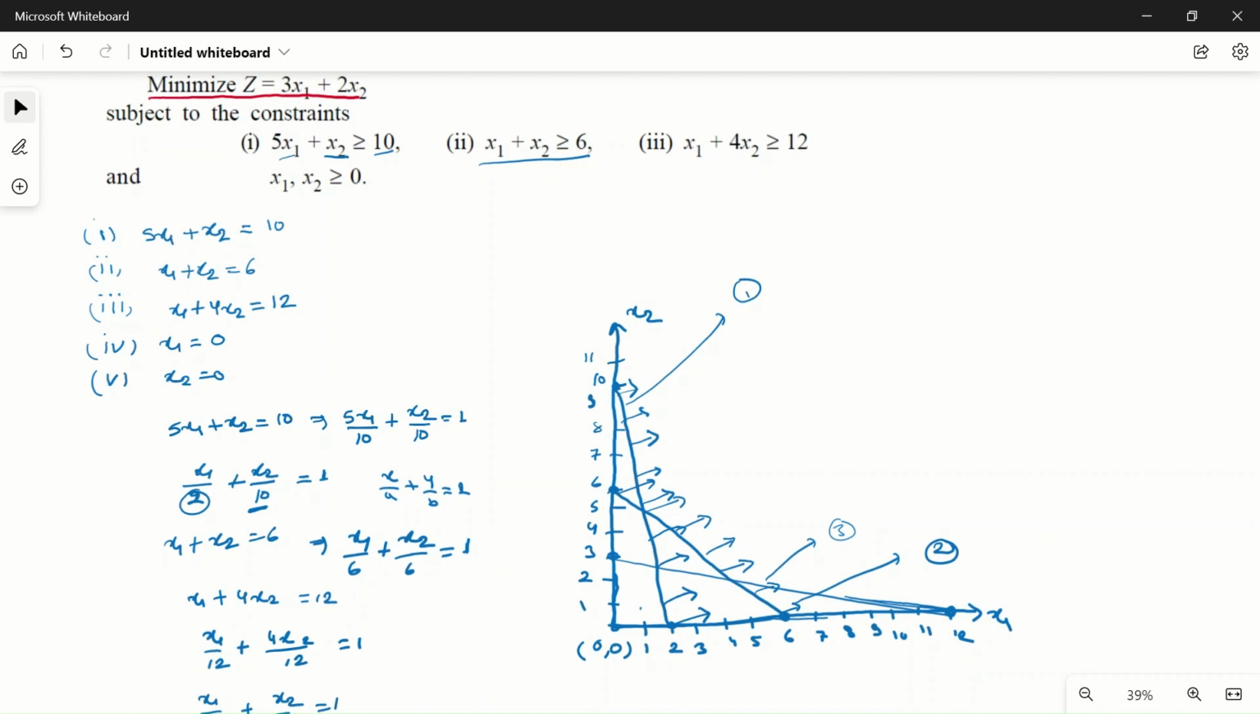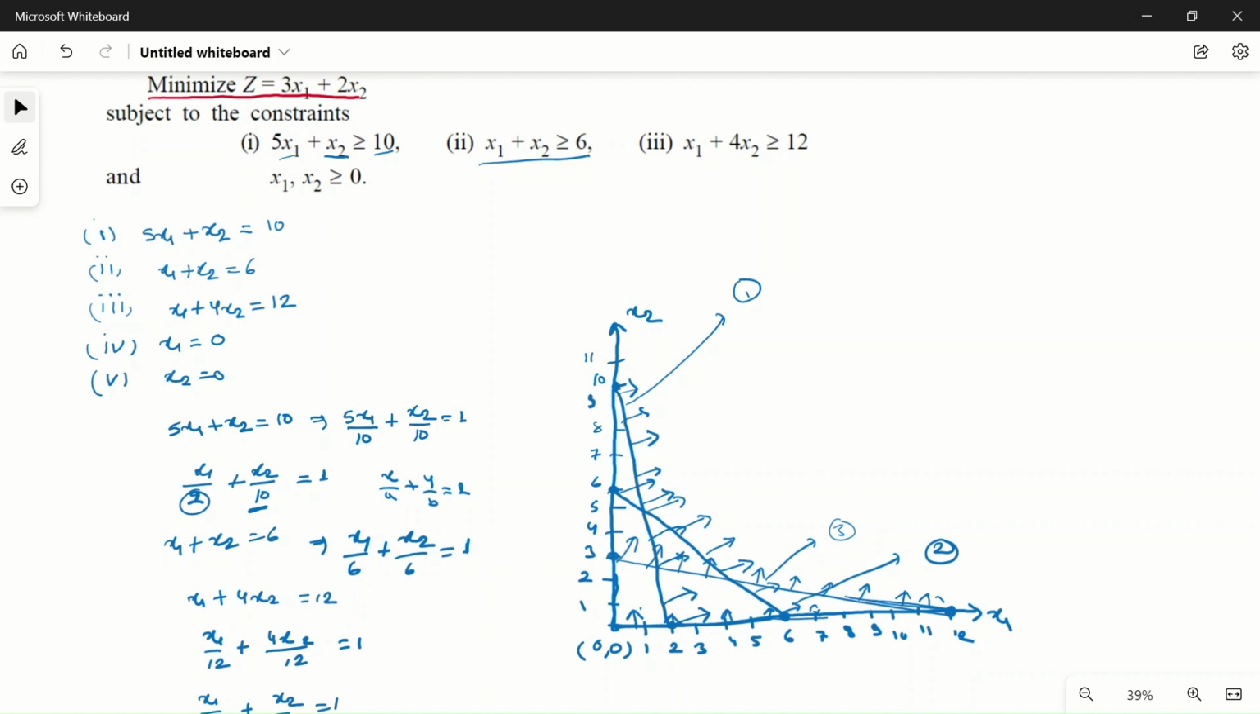Then the third line is x1 plus 4x2 is greater than or equal to 12. So it will be the right side of this line. And x1 is greater than or equal to 0 and x2 is greater than or equal to 0 will be above the x1 line and the right side of this line.